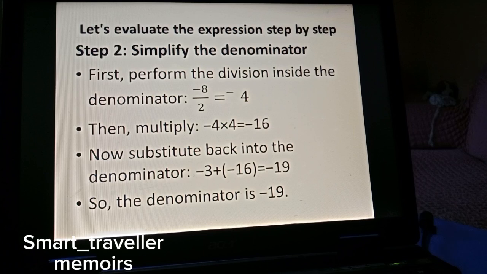Denominator, perform the division inside the denominator, negative 8 over 2, which is going to be negative 4. Then multiply negative 4 by 4 gives you negative 16. Now substitute back into the denominator. Negative 3 plus negative 16 equals negative 19. And so the denominator is negative 19.